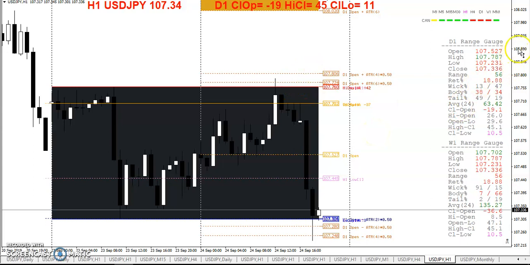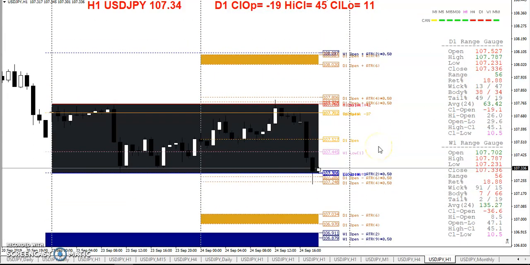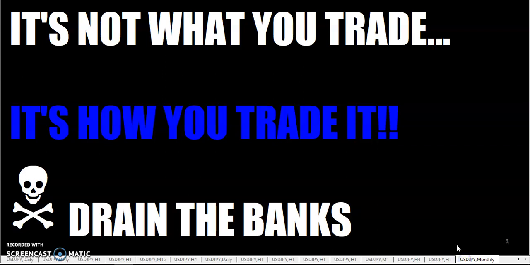So once again, in this particular indicator, you can see how it calculates the daily open plus half of the ATR6 and half of the ATR4, which was the min and max ATR between ATRs 2 up to ATR 14. So, fellow traders, just remember, as you're trading, it's not what you trade, it's how you trade it.